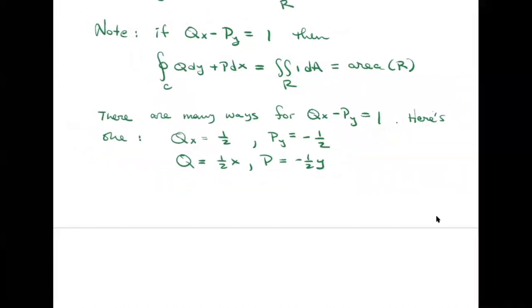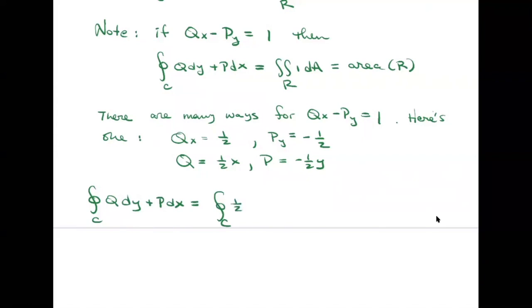And so the integral over C, closed curve, of Q dx, that's 1/2. Well, let me go ahead and write it all out here. So this would be Q dy plus P dx. This would be the line integral around C, counterclockwise. I would have a 1/2 x dy minus 1/2 y dx. This would be the area of R.